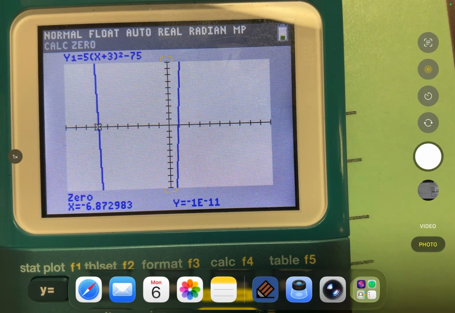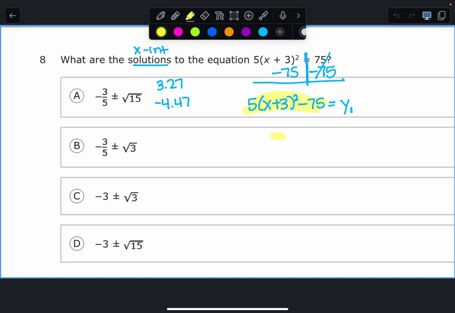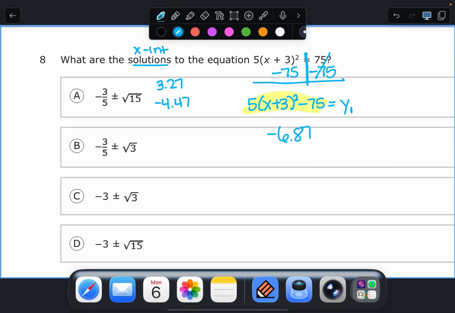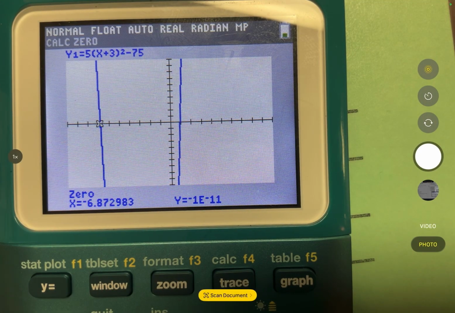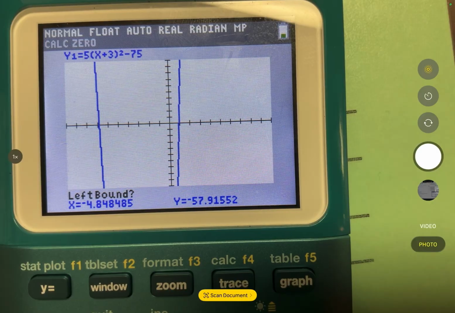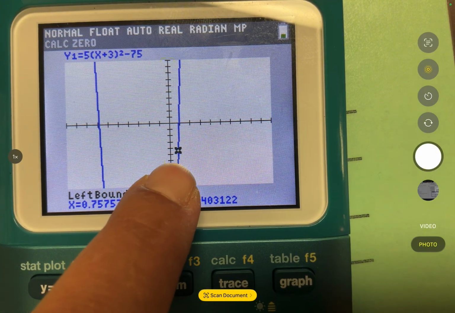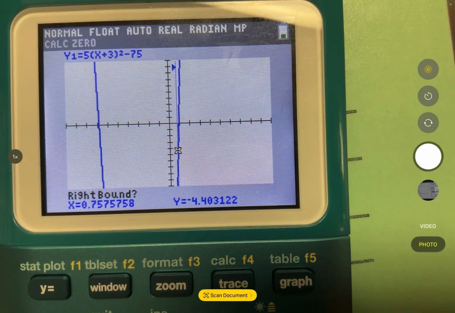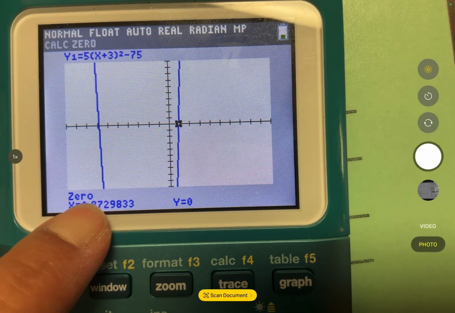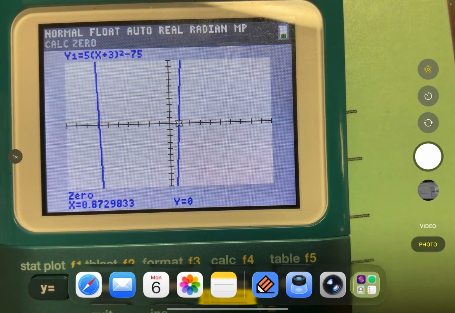How do we find that? You do second trace again. So to find the other one, second trace number 2, and move the cursor the other way this time. Oh, it's plus? I think it's plus. Okay, so if I move it to the left, this time it goes down. So the down is left side. If I move it to the right, it goes up. So the second zero is what? 0.87.